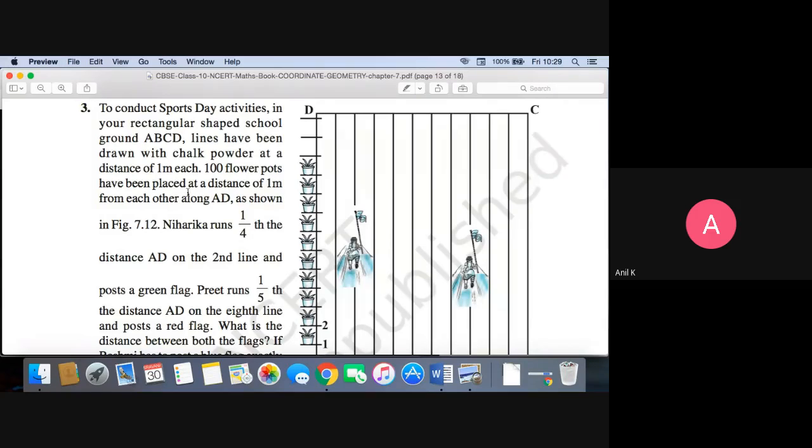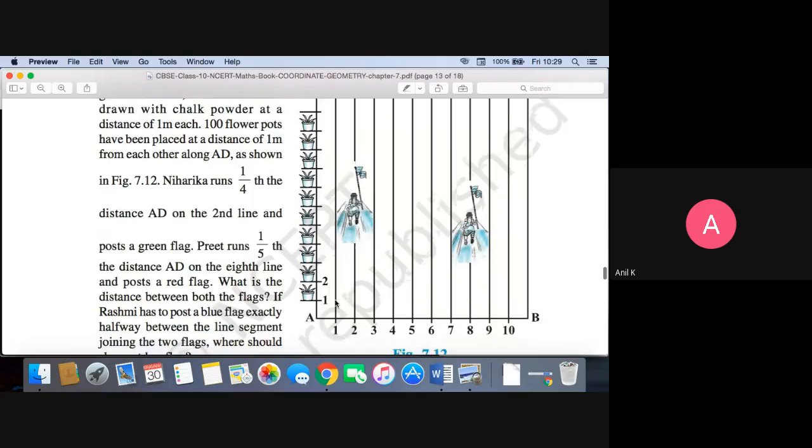100 flower pots have been placed at a distance of 1 meter from each other. So first flower pot is here, second one is here. The distance between each pot is 1 meter, and there are 100 flower pots.